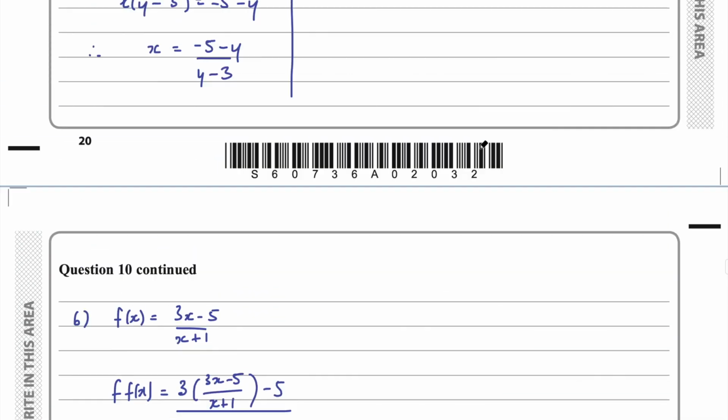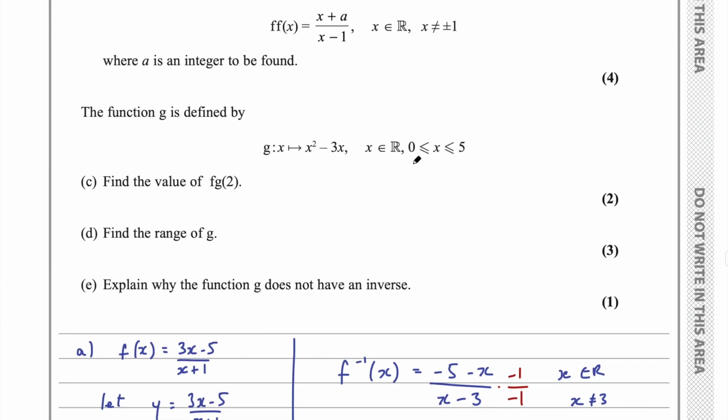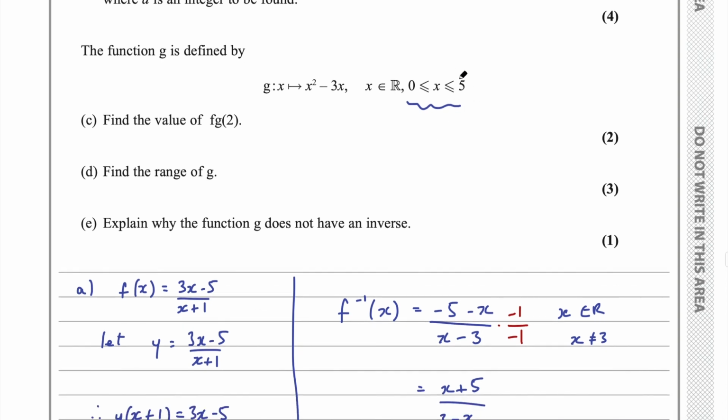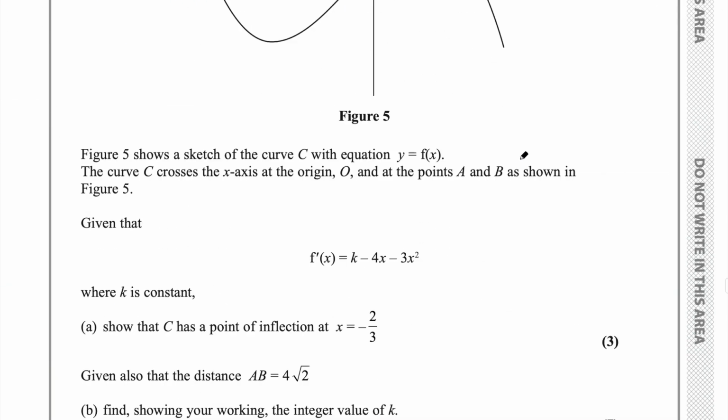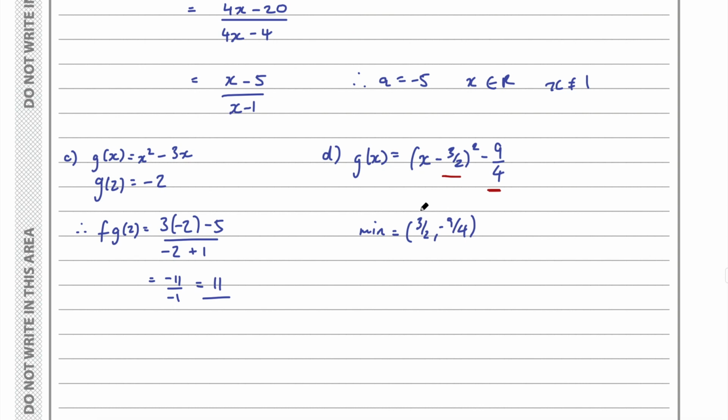And remember, the domain is x between 0 and 5. So therefore the x values only go up to 5. Now I know this minimum is in the range because the x value for the minimum is 3 on 2. That is between 0 and 5. But we should also work out what g of x is when x equals 5. So g of 5. If we substituted 5 into this, we'd get 25 take 15. That would be 10. So the maximum y value is 10.